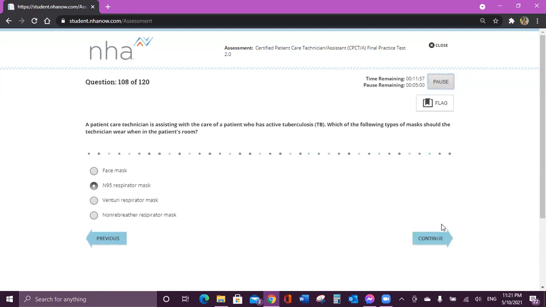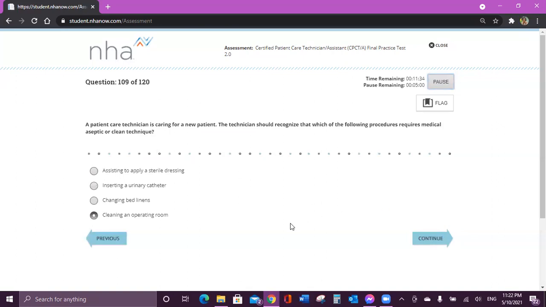A patient care technician is assisting with the care of a patient who has active tuberculosis. Which of the following types of mask should the technician wear when entering the patient room? N95, yep.